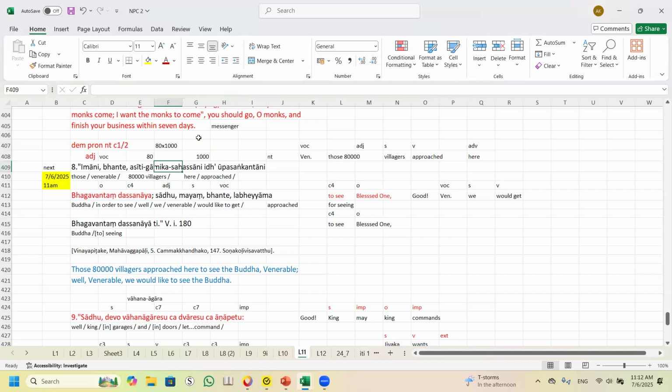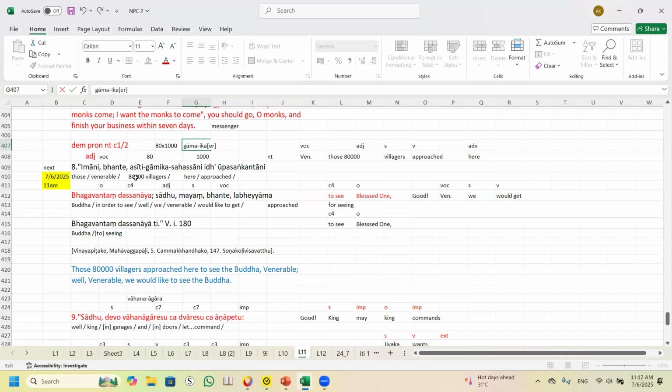The word gamma is village. You remember the word gamma? Gamma is village, plus Ika. The Ika ends up in English as village and villager, so it will be an ER there. So villager. That means 1,000 here.